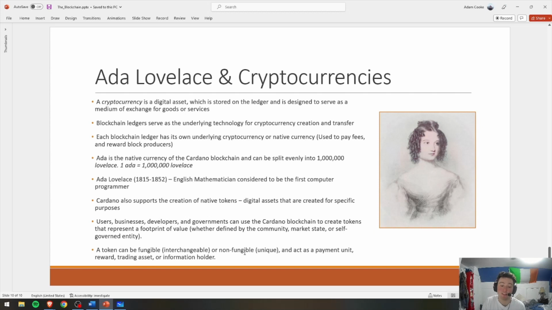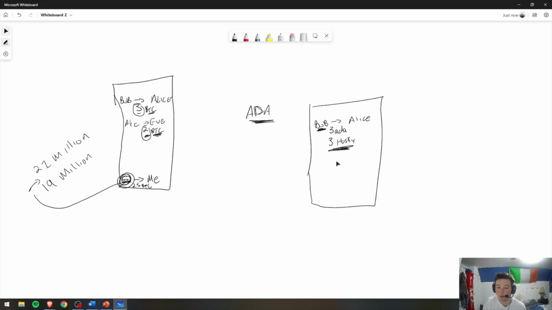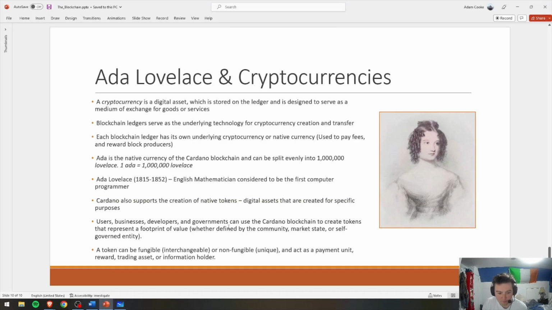So you have NFTs, by definition, non-fungible tokens, IDs, things like that. And they can act as a payment unit, reward, trading asset, information holder, whatever. So you can attach metadata to transactions as well, which allows you to do tons and tons of things. For example, an NFT.